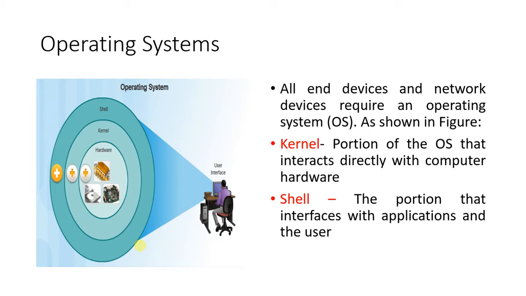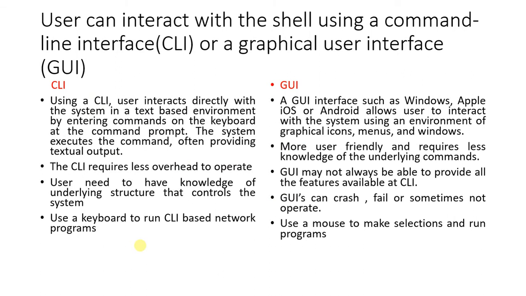So what is an operating system? If you see, we have three different parts in an operating system: one is hardware, then the kernel, and the shell. Kernel is the portion of the OS that interacts directly with the computer hardware, and shell is the portion that interfaces with applications and the user. So the user directly interacts with the shell portion of the operating system, using a command line interface or a graphical user interface.